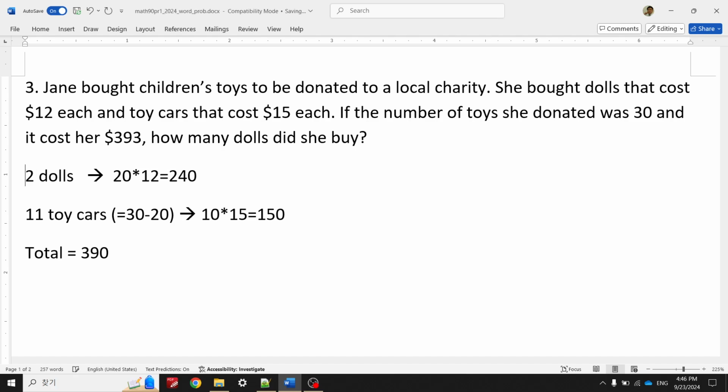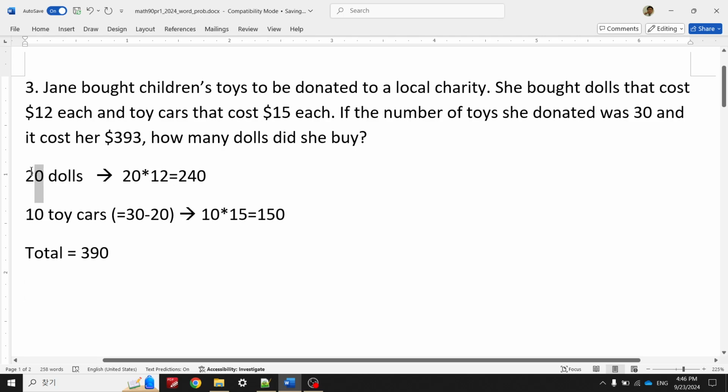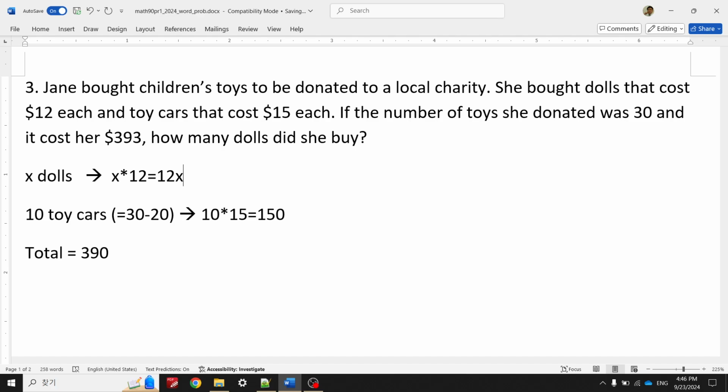So, let's go back to this picture and have a separate plan to attack this. Okay? What you're going to do is say that x is the number of dolls. Then how much is the price for x number of dolls? When we had 20 dolls, what did we do? We did 20 times 12, right? So x times 12, or it will be equal to 12x, right?